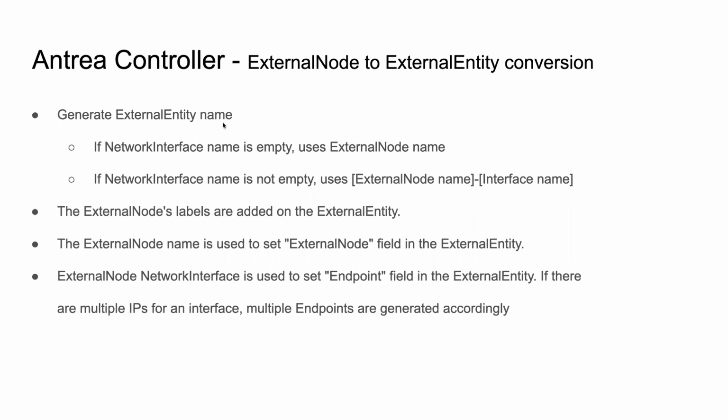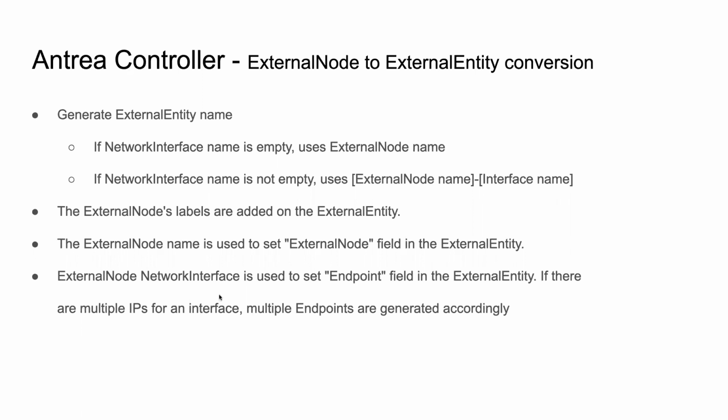First, we will generate the external entity name. If the network interface name is empty, we will use the external node name directly. If the network interface name is not empty, we will instead use external node name, hyphen, interface name as the external entity name. And as Jianjun has already pointed out, all the external node labels will be added to the external entity. And the external node name will be set in the external node name field in the external entity.